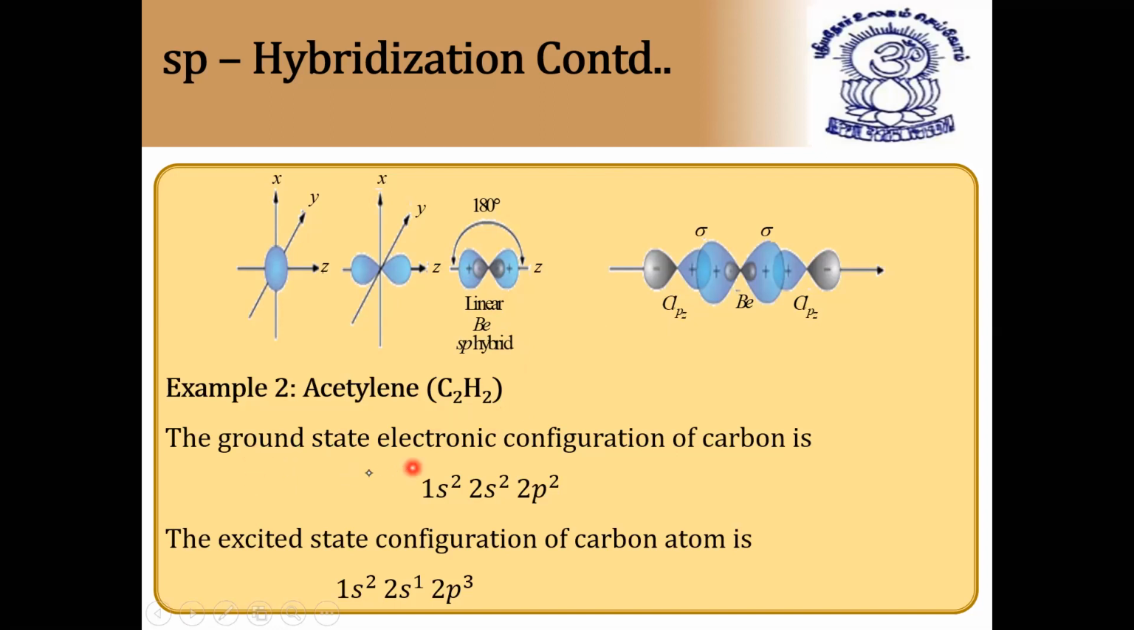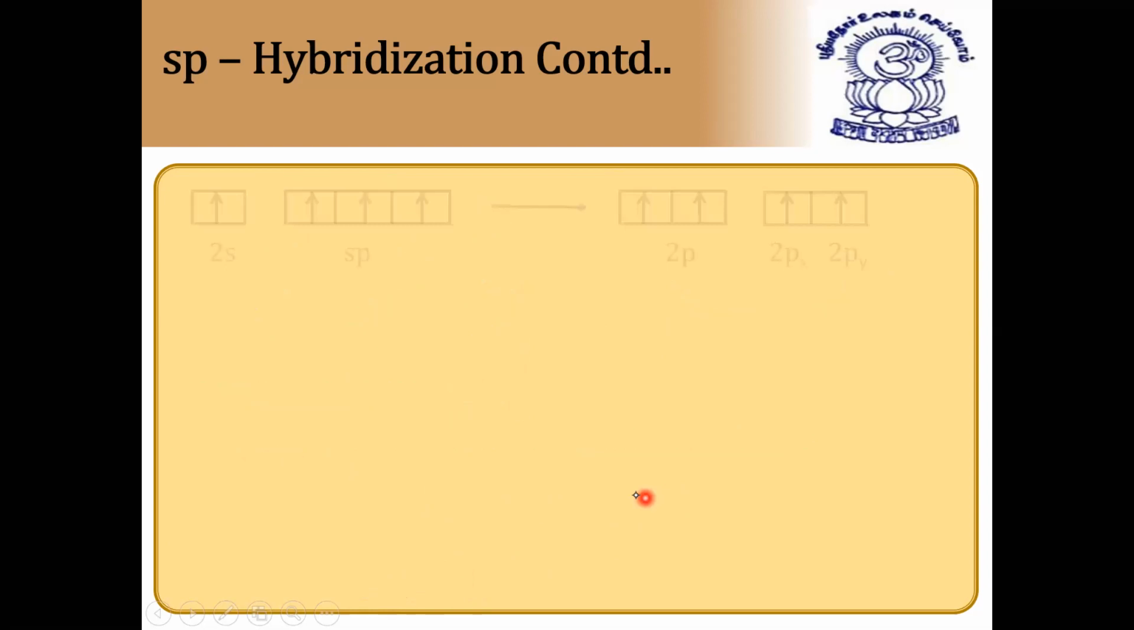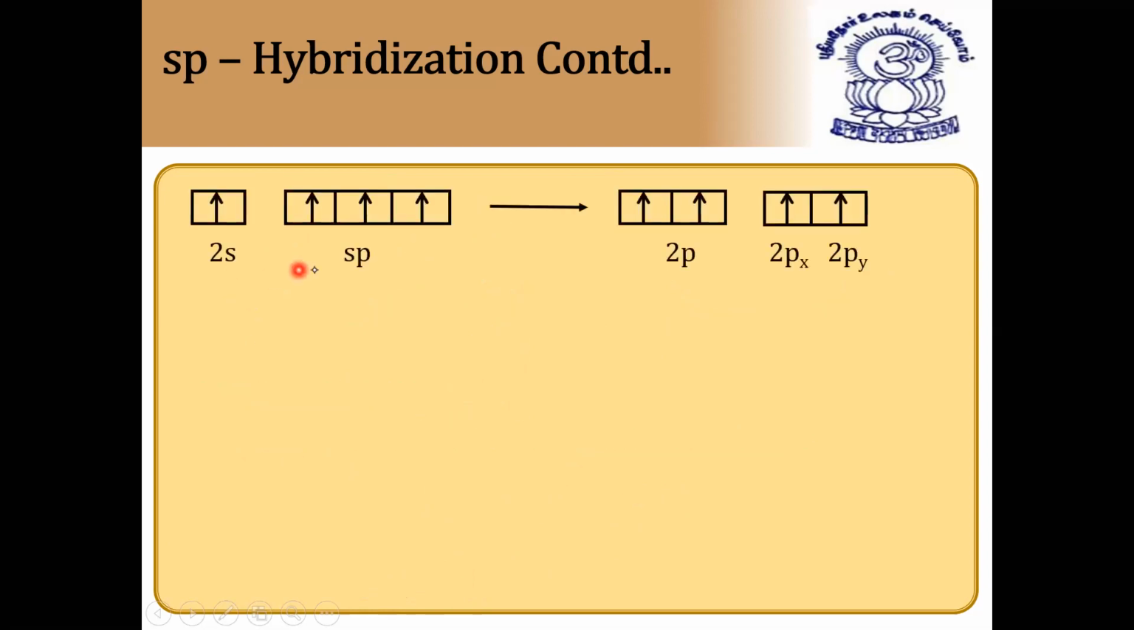Acetylene. The configuration of carbon is 1s2, 2s2, 2p2. Actually, sorry. Here, in the excited state configuration, one electron from the s orbital goes to a p orbital. So 2s has one electron, and in 2p we have three orbitals, 2px1, 2py1, 2pz1.